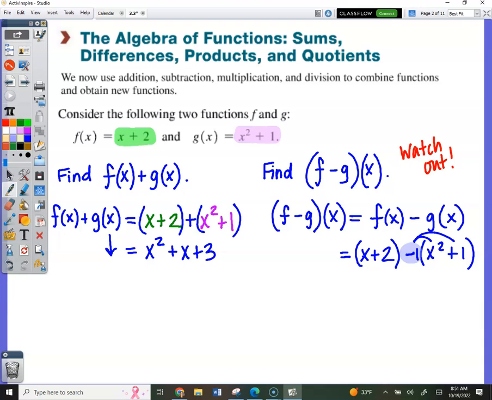Okay. So bring this down. This is x plus 2 minus x squared minus 1. Of course, now pulling your leading term to the front, that would be the negative x squared plus x plus 1 is the answer.